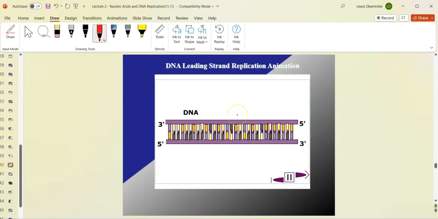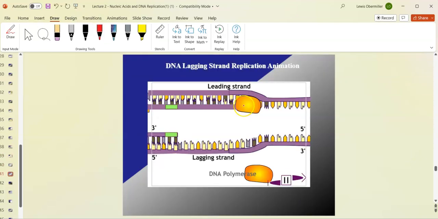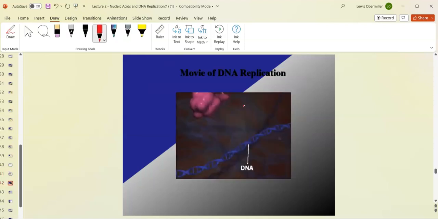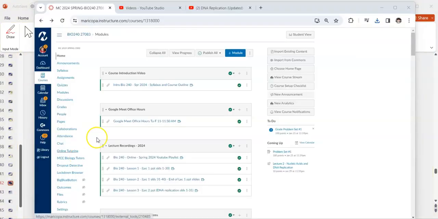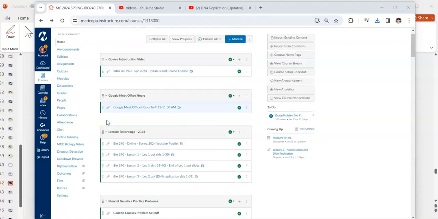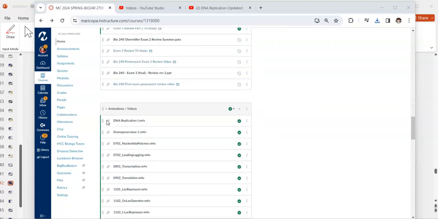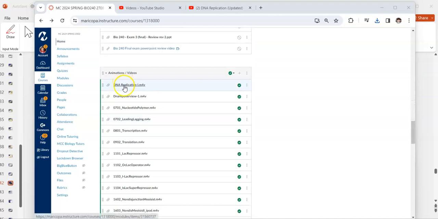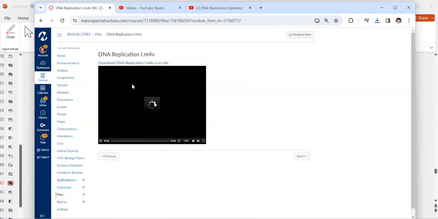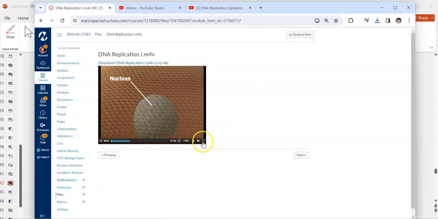All right. I have a better animation to show you. I'm going to pause this, and then I'm going to show you this animation. You could just go over to Canvas, and that video is there under animations. If you click on that, you can enlarge it.